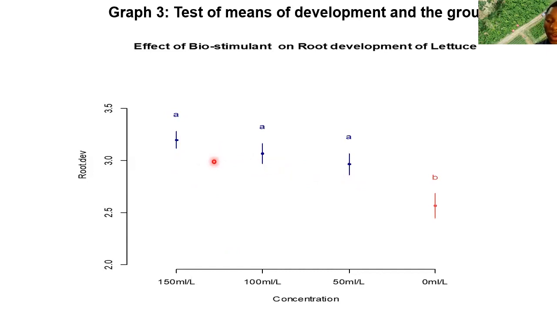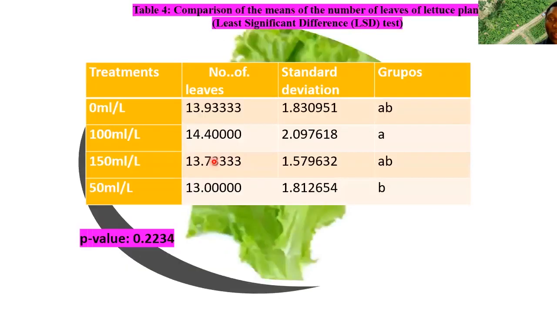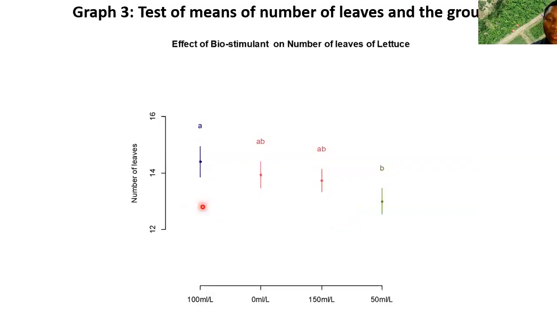Also, we did the comparison of means of the leaves. Now, this gets so important because the number of leaves is very important to the plants, whereby the relation of the concentration of biostimulant here is represented by 0.02. However, this shows that we don't have any statistical difference in the number of leaves. But when we go to the graph, we see that 100 milliliters showed a higher number of leaves compared to the others.